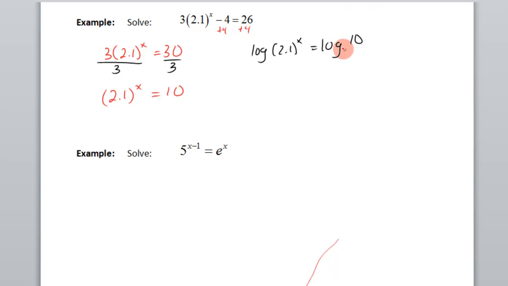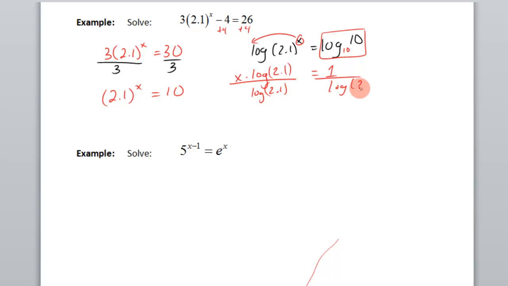What's nice about this is that over here, it's log base 10 of 10, right? 10 raised to what power is 10? 1. And then this comes down out front, so we have x times the log base 10 of 2.1. So, one step to get x solved: divide both sides by log base 10 of 2.1. So these cancel. We have x equals 1 divided by log of 2.1.